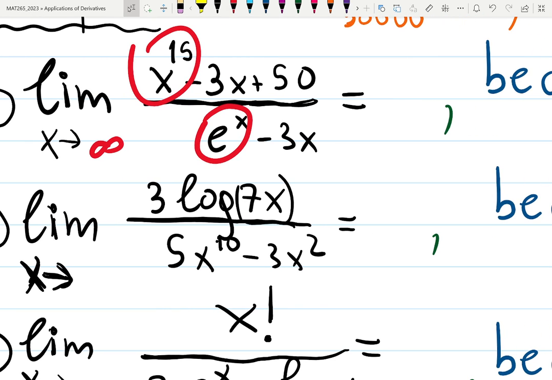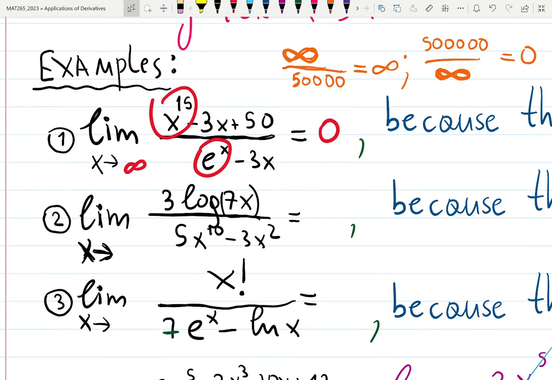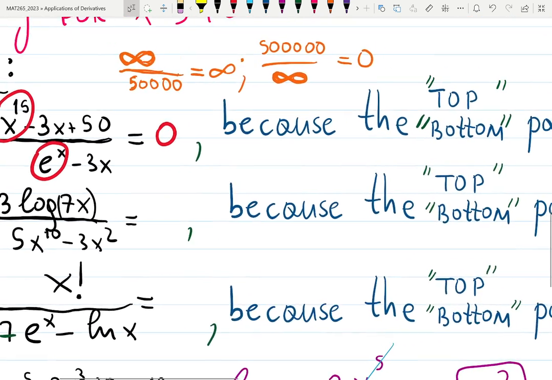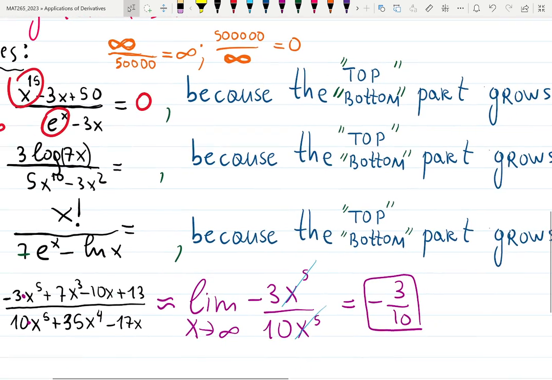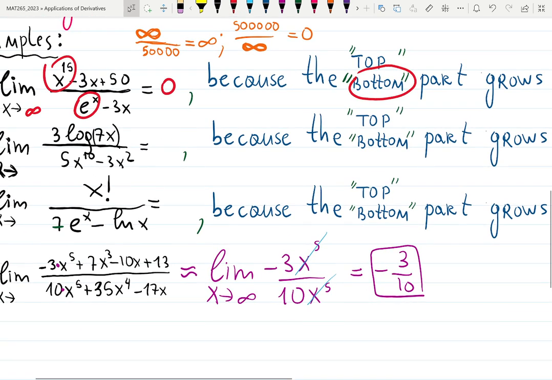The bottom wins. The answer is 0. Because we have the case of infinity over infinity, and at some point, this is my notation. Top and bottom is not professional. It should be numerator, denominator. I was criticized for this. But it's visual. Visual learners like to see top and bottom. Bottom wins. So the bottom part grows faster. At some point, x to the 15 does not catch up and becomes so tiny. It's like a constant now, while e to the x is already way ahead. So at some point it becomes constant over infinity, which is 0. Does it make sense? How cool is that?